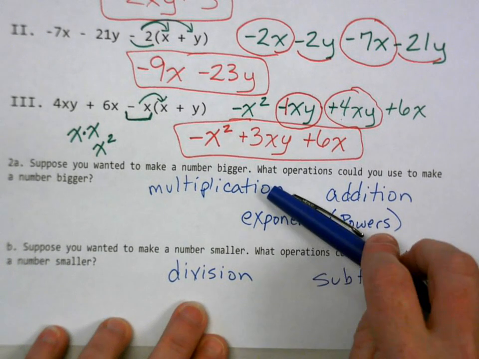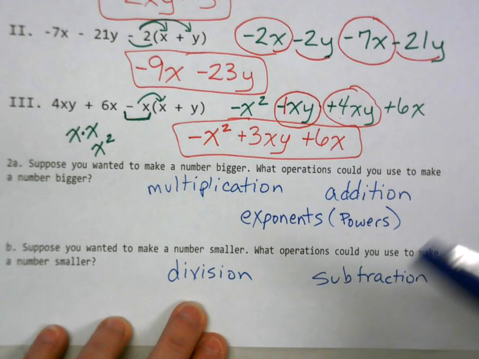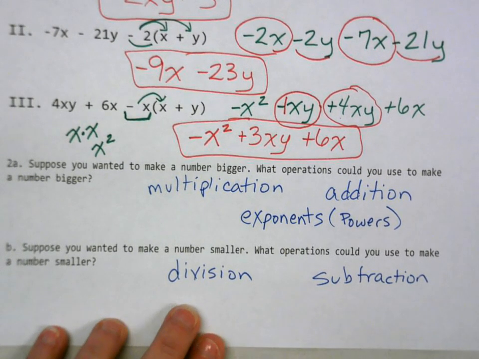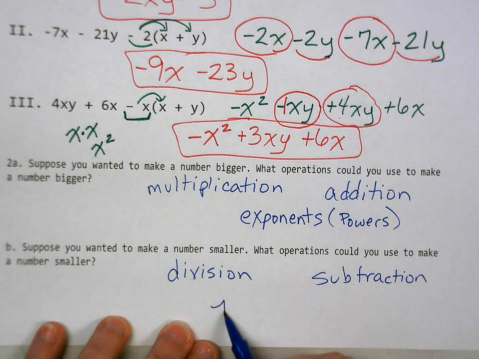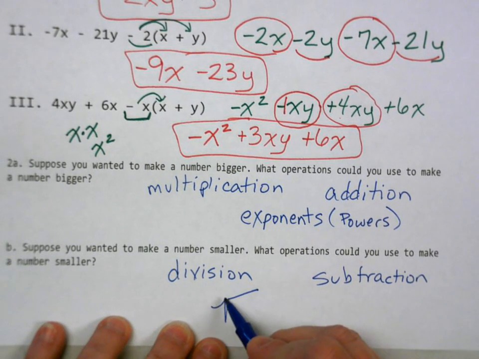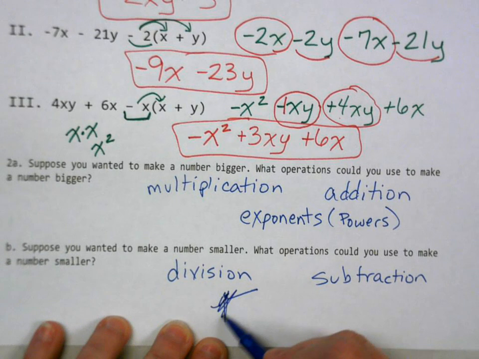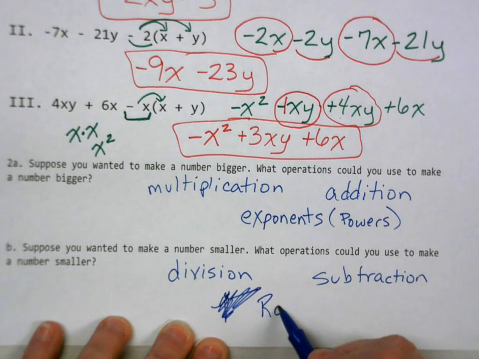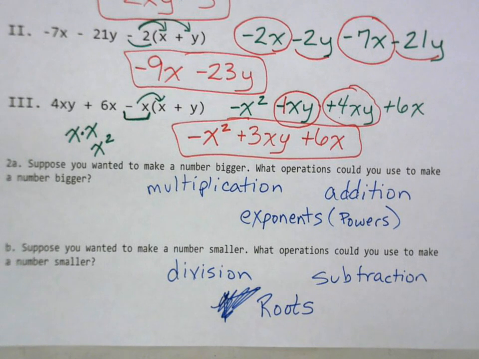So there is one more here that makes things smaller. If division is the inverse of multiplication and subtraction is the inverse of addition, what's the inverse of exponents? Square root. So the square root, right? Or the cube root, or the fourth root, whatever. So in general, we call this roots. So taking the root of something.